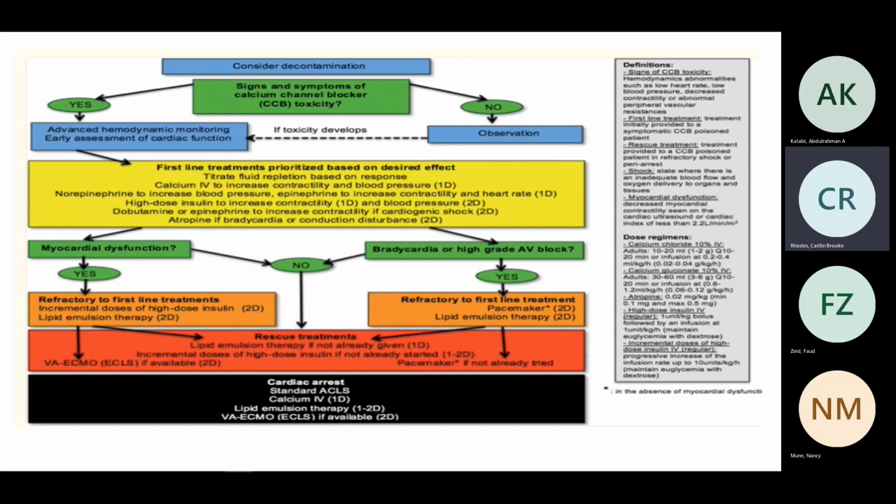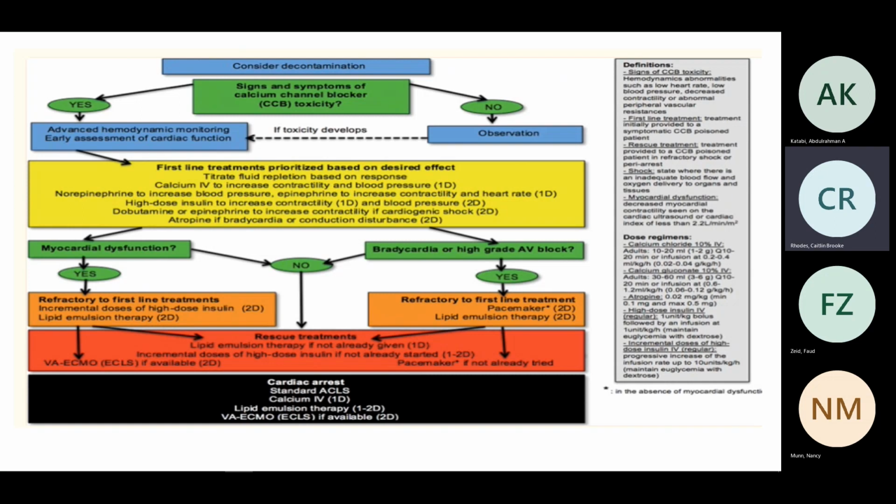A 2017 expert consensus statement was published recommending a stepwise approach in management of calcium channel blocker poisoning in adults. This is a really nice diagram. You do the decontamination, and if the patient has symptoms, you admit to ICU for close monitoring. If the patient has hypotension and bradycardia, you start with IV fluid. This is all for the calcium channel blocker overdose. You give IV calcium, increasing contractility and blood pressure, and then pressors if needed, levo and epi. You can use a high dose insulin.